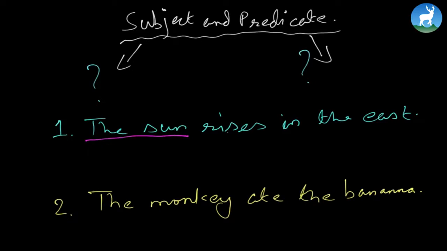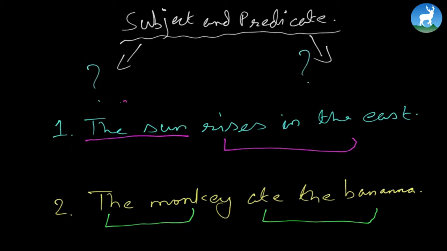Here, what rises in the east? It's the sun. And the entire sentence is talking about the sun. Look at the second example. The monkey ate the banana. Again, what ate the banana? It's the monkey. And the entire sentence is here talking about the monkey. Hence, monkey is the subject, while ate the banana is the predicate. So in the first sentence, the sun is the subject, because the sentence is talking about the sun, while all those words which define the subject are what we call the predicate.